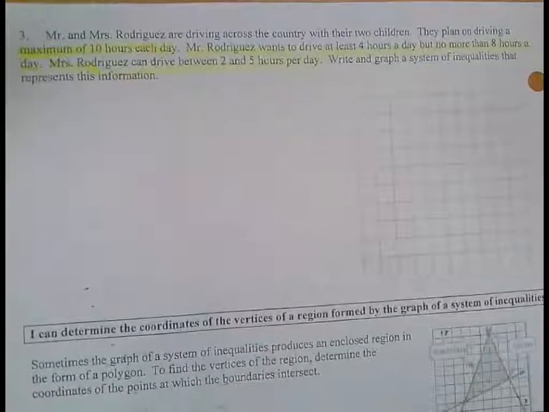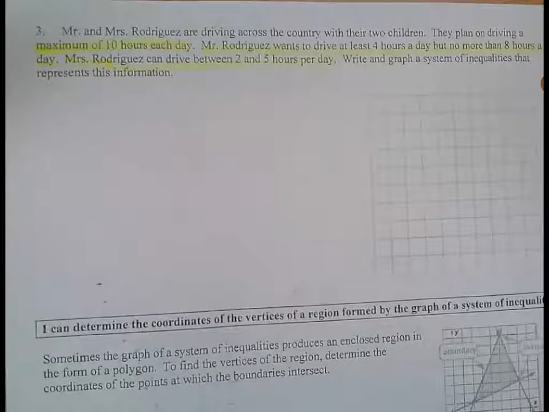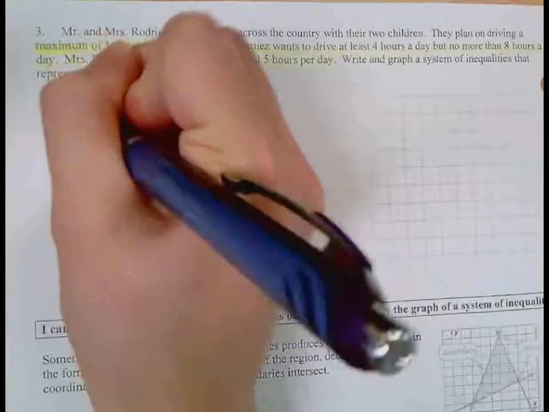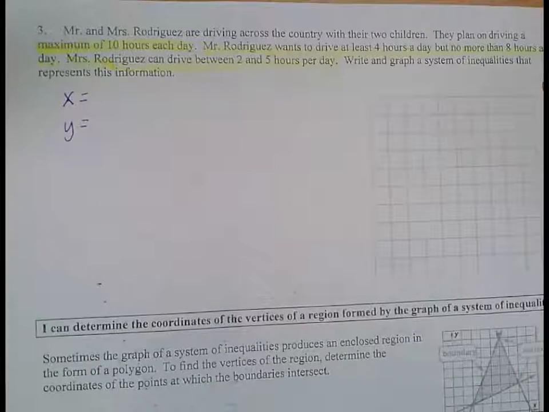So it says, write and graph a system of inequalities that represents this information. So before we write the system of inequalities, I'm going to define what my variables x and y actually represent. So what 2 quantities in this scenario would the variables be representing? What are the things that we don't know?